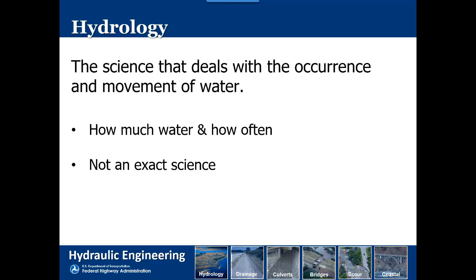So what is hydrology? Hydrology is the science that deals with the occurrence and movement of water. So when we talk about hydrology, it's really about how much and how often. How much rain are we getting and how often does that amount of rain happen? It's not an exact science. Some people in the hydraulics field feel like this is voodoo science. We don't think that. But it is sort of science and an art.